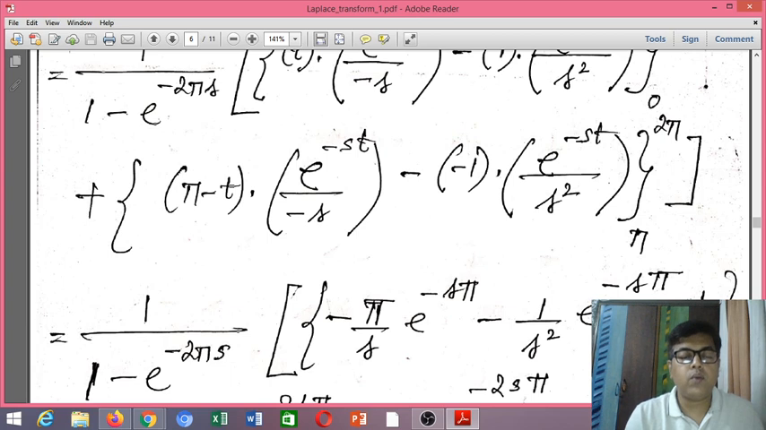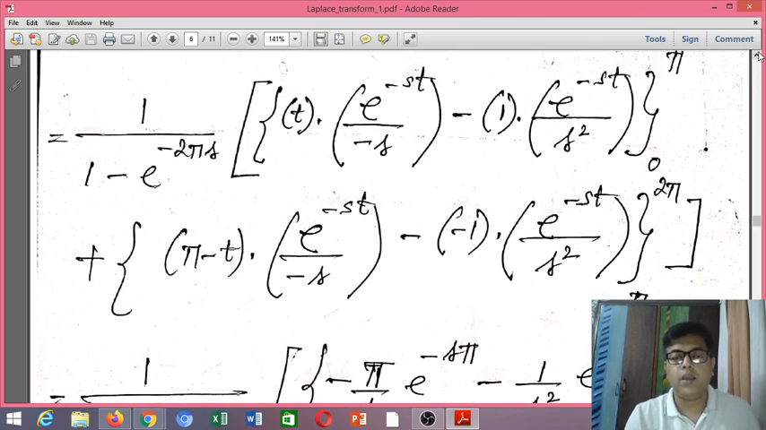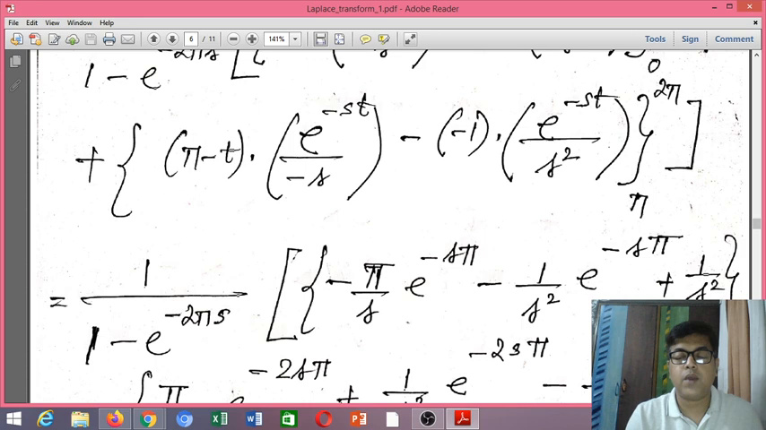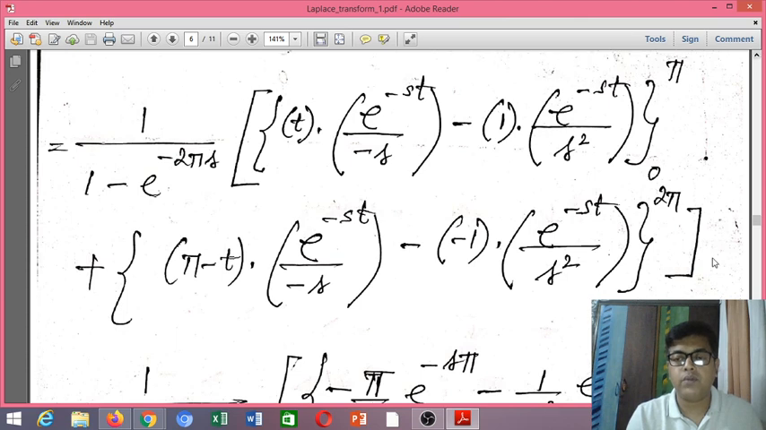So you get 1 by 1 minus e to the power minus twice pi s, and if you put the upper limit in the first term, look at the first term here. Here we are putting pi, since the lower limit is 0 already. So you put pi, and you get minus pi by s into e to the power minus s pi. And at the lower limit it is 0, because t goes from 0 to pi, so the lower limit is 0.